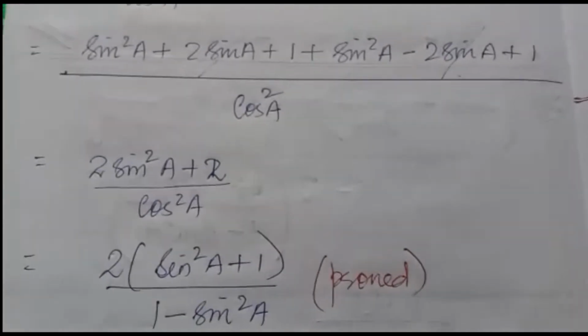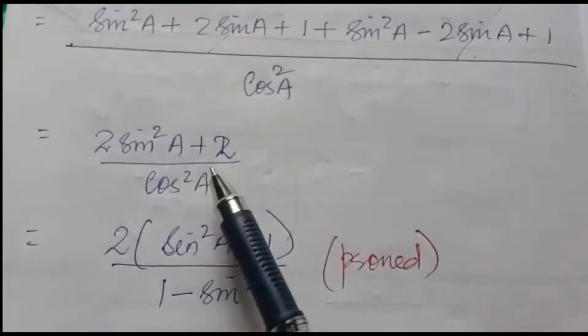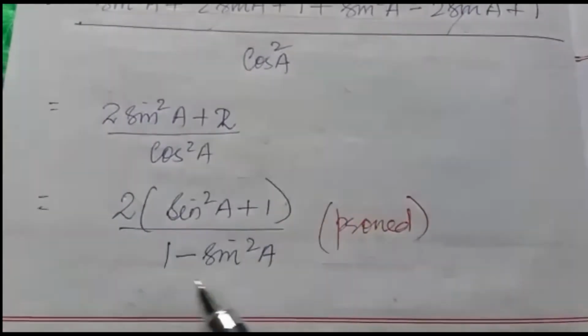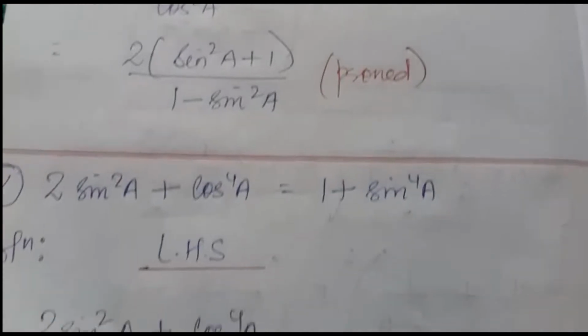But on the right hand side we have sine, we don't have cos. So in place of this cos²A we can write 1 − sin²A. So this is our right hand side, proved.